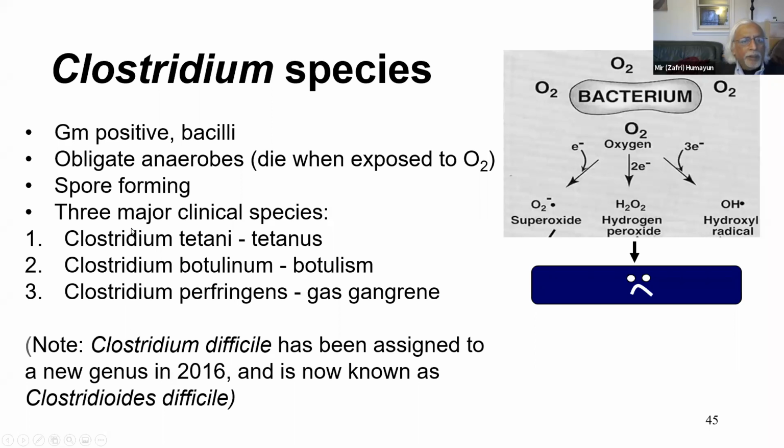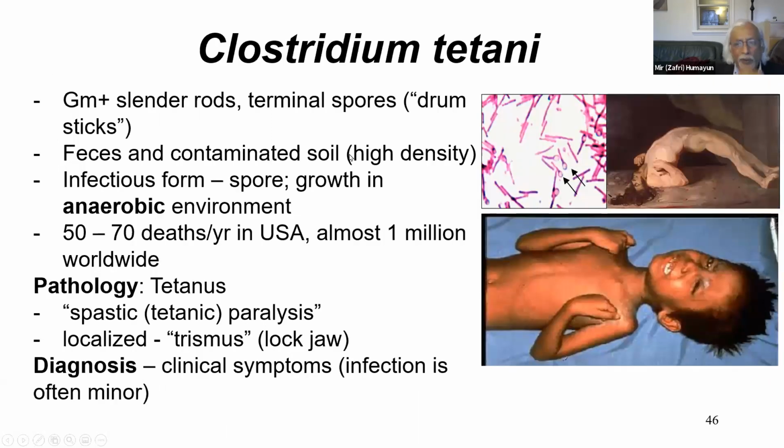Okay? Now, once upon a time, Clostridium difficile was also assigned to this same genus. However, in 2016, it was moved to its own genus called Clostridioides. This is the currently correct name, Clostridioides difficile. We're not going to deal with this because we already dealt with it before. All right, let's go to tetani.